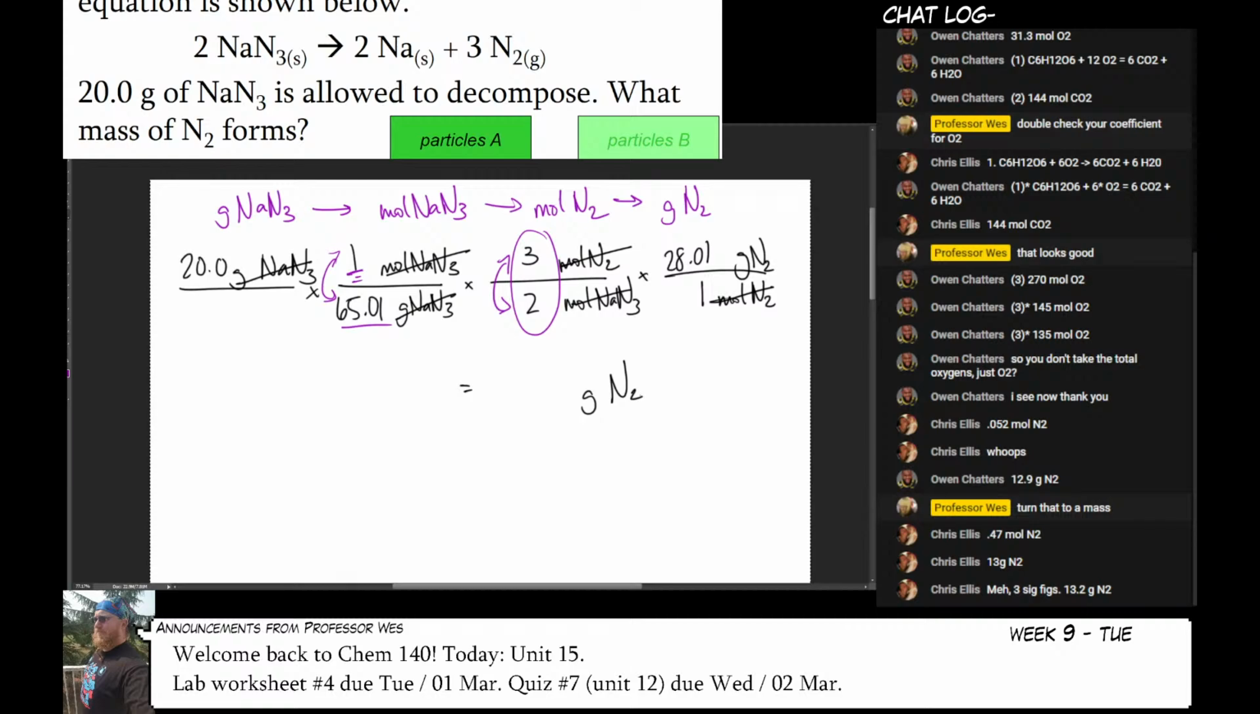The last thing you want to do is punch it all in the calculator, and you want to make sure you do it correctly. Use parentheses. Put parentheses around everything on top, and then put parentheses around everything on bottom. I believe the answer is 12.9. Yeah, it is. There you go. That's how we do stoichiometry.